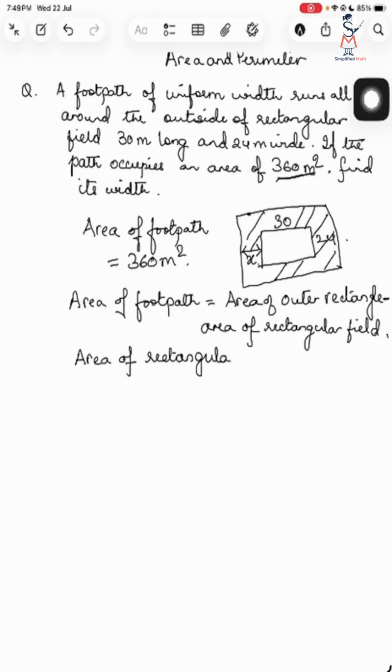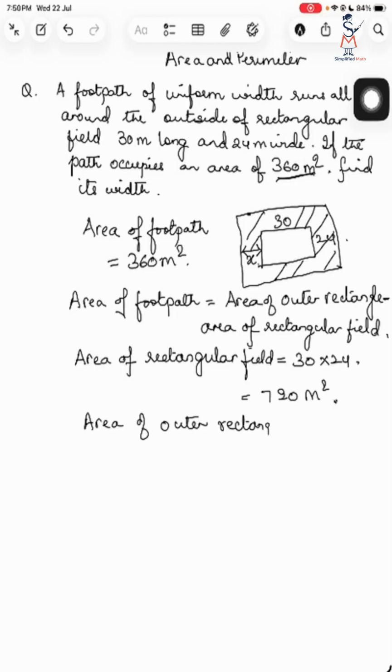What will be the area of rectangular field? 30 into 24, because that is the dimension of the field. That is 720 meters square. And what will be the area of outer rectangle? Okay, we have to find the area of outer rectangle.